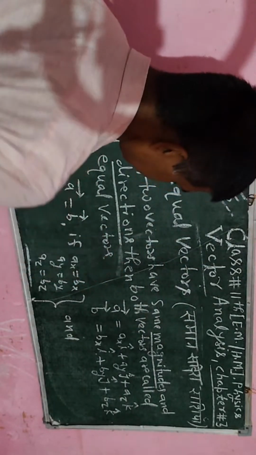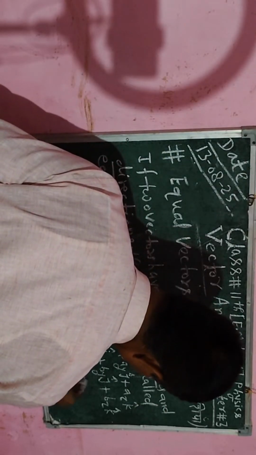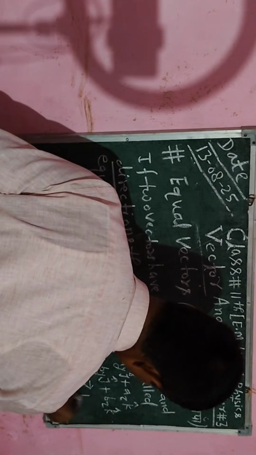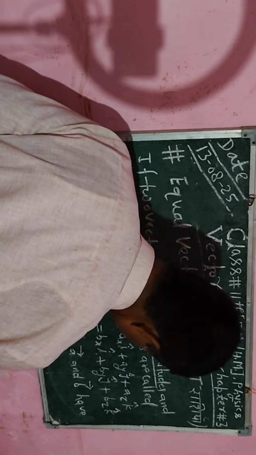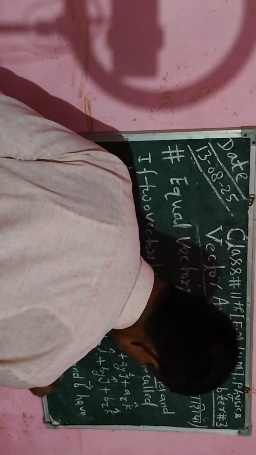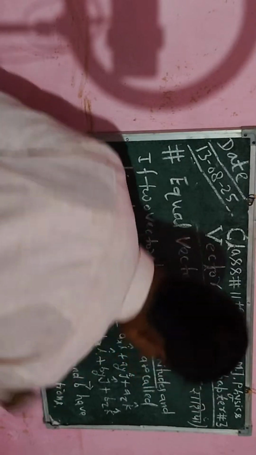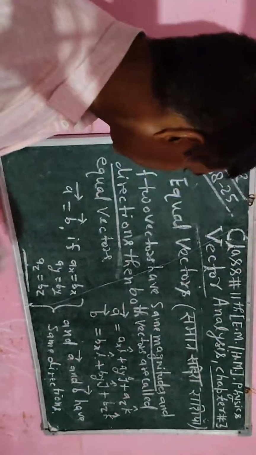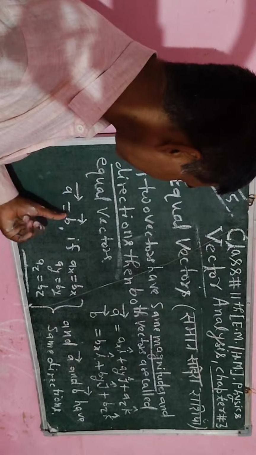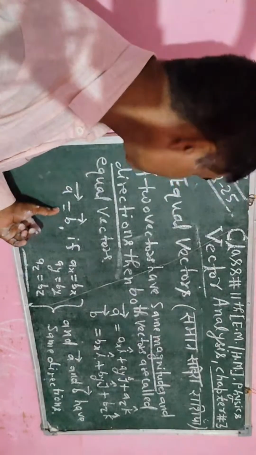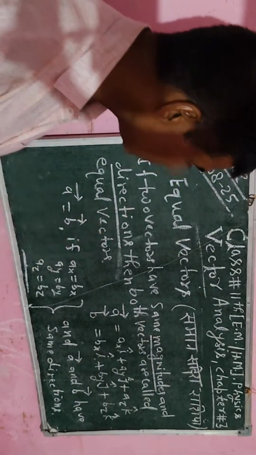The other condition is direction, and I will say vector A and vector B have the same direction. If these two conditions exist, I will say vector A and vector B are equal to each other. It means vector A is equal to vector B.